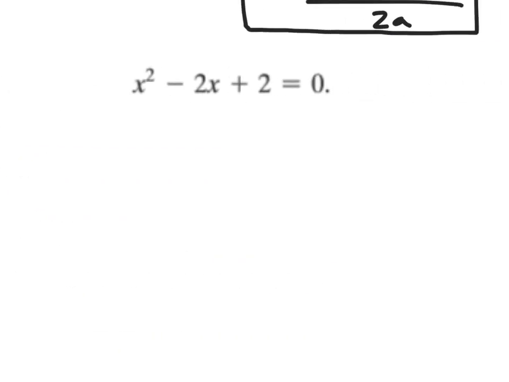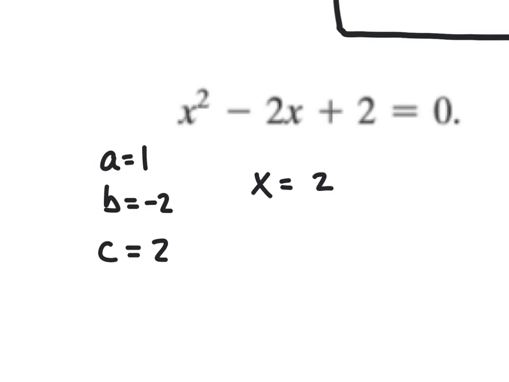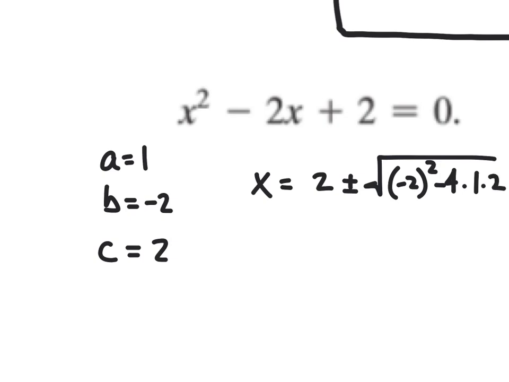So let's take a look at the next one. Let's see what we get here. All right, so I've got my a value is equal to 1, my b value is equal to -2, and my c value is equal to +2. So if I use the quadratic formula, x is equal to opposite b. If b is already -2, this is going to be +2, plus or minus the square root of b squared, so -2 squared minus 4 times 1 times 2, all over 2 times 1.